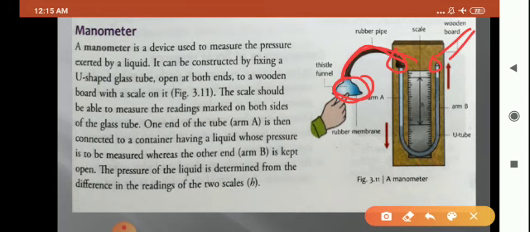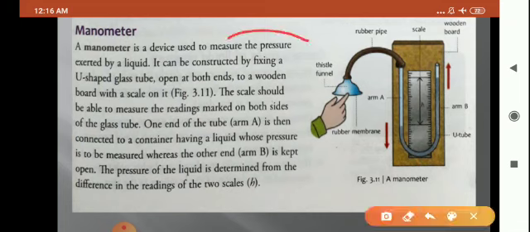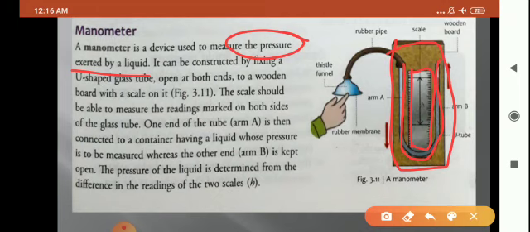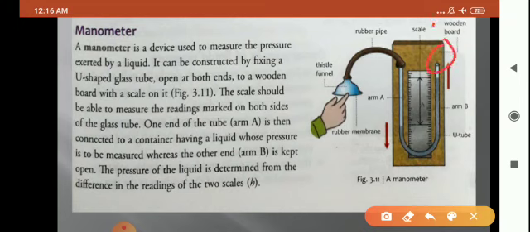So basically this manometer is a device. What is manometer? It is a device which is used to measure the pressure exerted by a liquid. And how is it constructed? It is a U-shaped manometer having a glass tube which is U-shaped. This glass tube is attached to a wooden board, and at the center of this wooden board there is a measuring scale which is fixed. Then one side of this tube is open and the other side is attached to a rubber pipe, and at the end of the rubber pipe there is a thistle funnel.